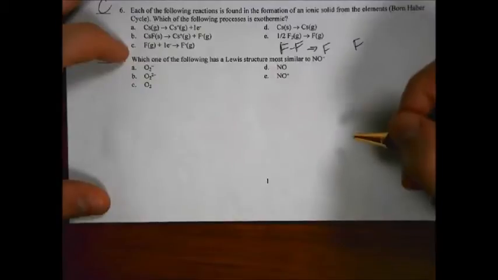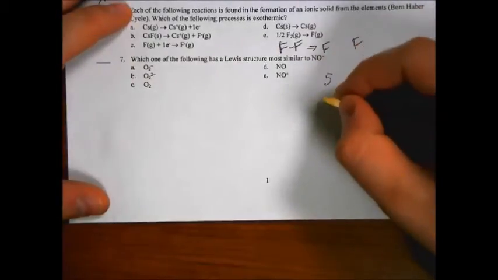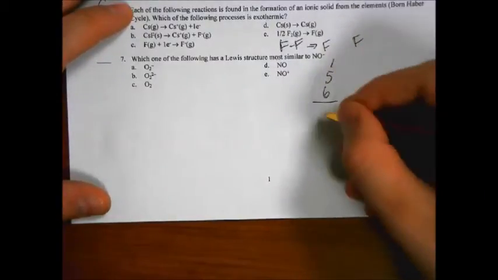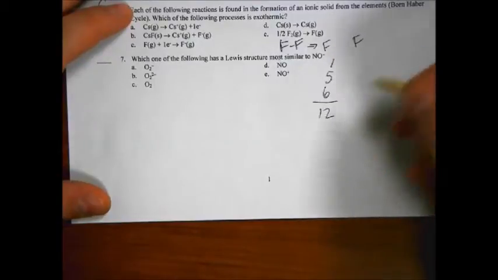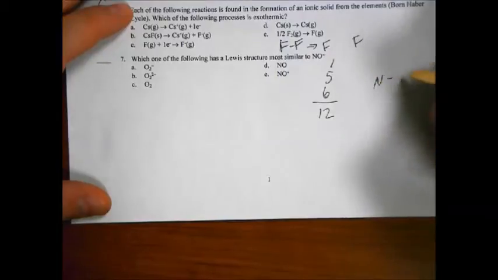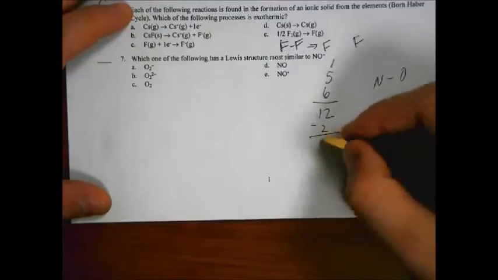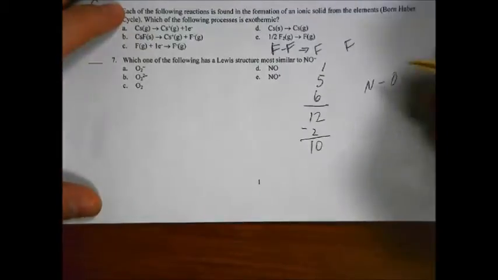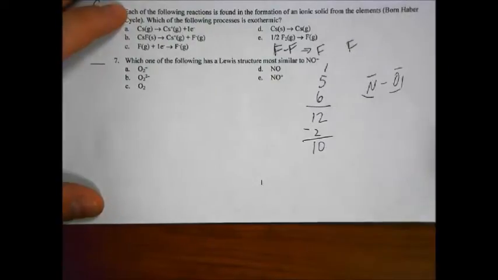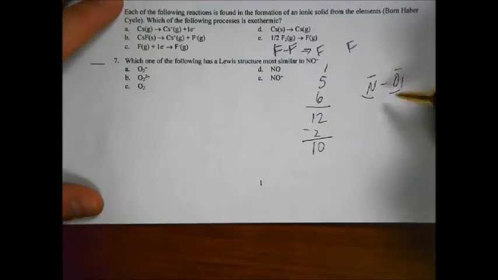So the first thing we have to do is write the Lewis structure for NO minus. N brings 5 electrons to the party, O brings 6, and then we have 1 for the minus charge, so that's going to give us 12 electrons. With 12 electrons, we write our skeletal structure. This takes away 2 electrons for the bond, so that leaves us with 10. If we put our 10 in, 1, 2, 3, 4, 5, this is going to give us this structure.